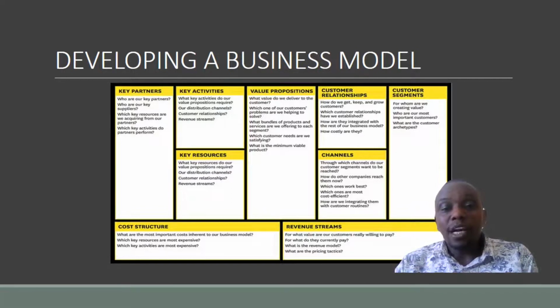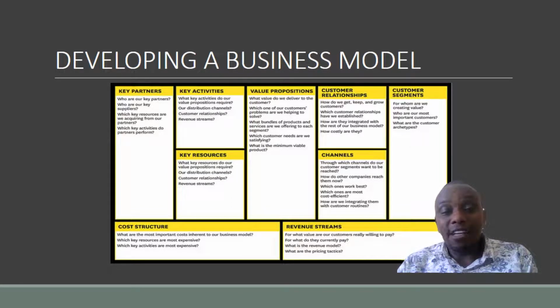Now, for us to be able to sell those benefits to the customers, there must be some activities that we are going to be carrying out in our business, and that is why you see the key activities. Now, these key activities are part and parcel of how we are going to take the value to our customer here.